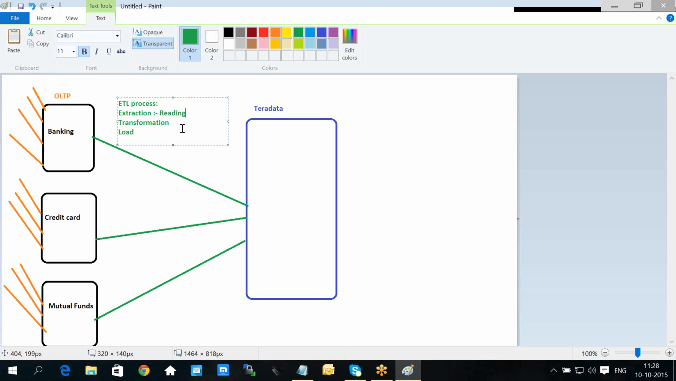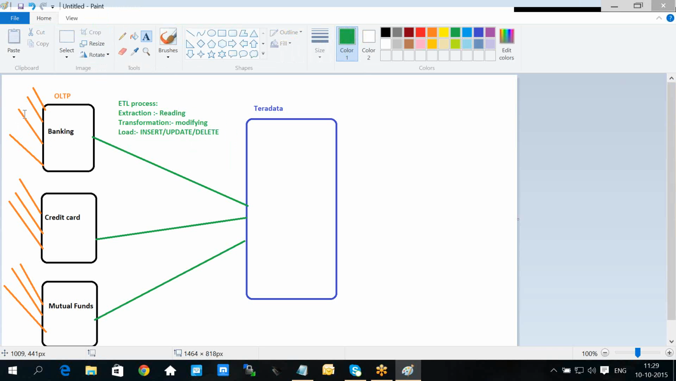What do you mean by transformation? Transformation is nothing but changing from one form to the other form, or modifying the data. Suppose you have duplicates here, eliminating the duplicate records is called a transformation. So transformation is nothing but modifying the data or converting the data from one form to the other form. And then load. What do you mean by load? Load is nothing but loading the data into the table. So how do you load? Insert, update, delete. So this is called your load process, the ETL process: extraction, transformation, and load.